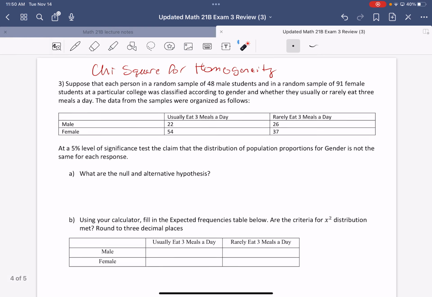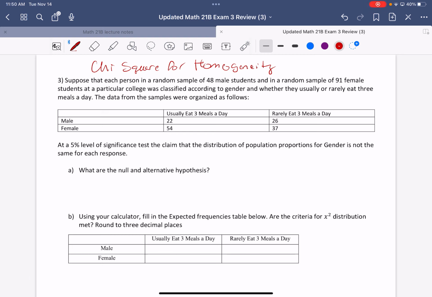Would that fall in the category of a type 2 error? So type 1 and type 2 error doesn't have to do with the type of test. It has to do with your conclusions, whether or not you reject the null. If you reject the null, type 1. If you do not reject the null, type 2.